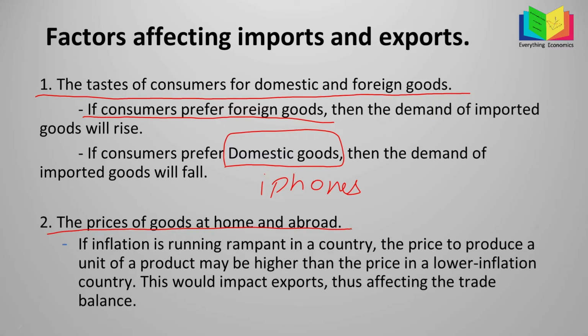Let's divide this into several parts. First, if inflation is running rampant in a country, this means that if there is a very high inflation rate in a country, the price to produce a unit of a product may be higher than the price in a lower inflation country. So, this part means that, for example, if there are two countries, let's say India versus Pakistan, and they both are cotton producers. If the price of cotton increases in Pakistan, then what will happen?